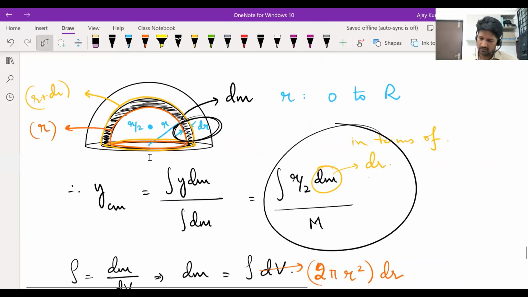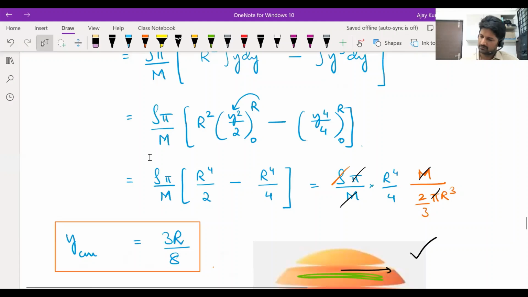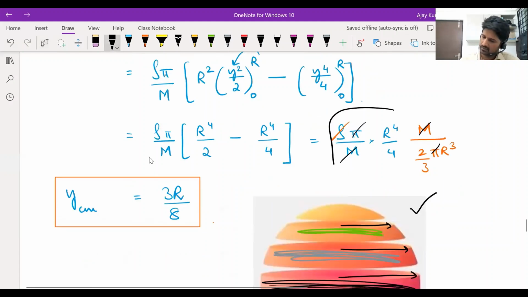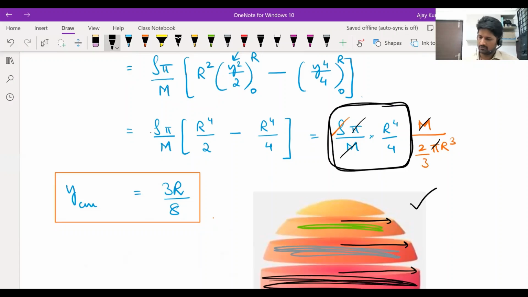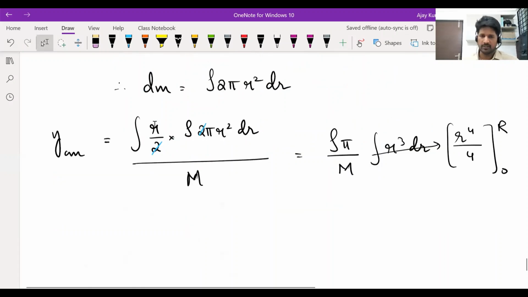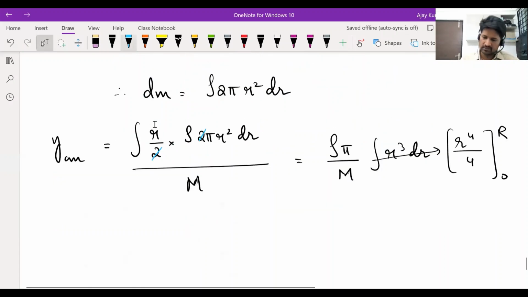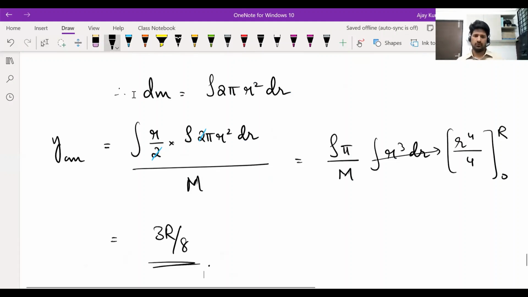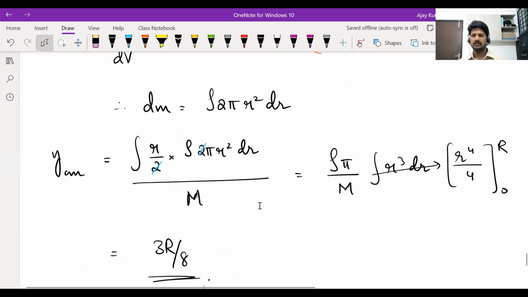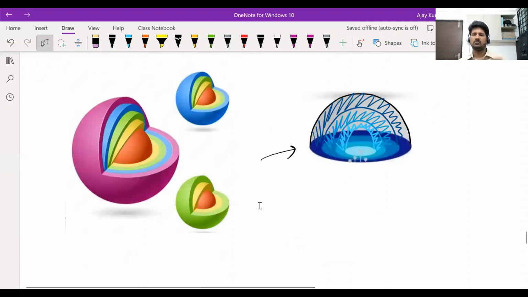And if you see, the final result seems to be the same that we got before. Density into pi by M into R power 4 by 4. We got the same thing here also. Therefore, the result will again be 3R by 8. But this is a different approach, treating the solid hemisphere as a collection of shells.